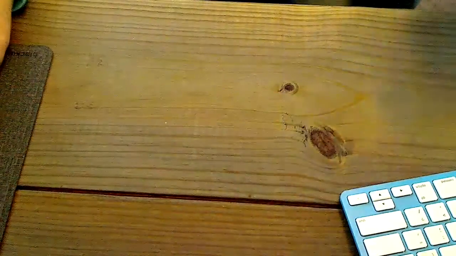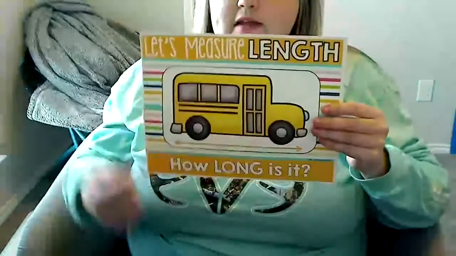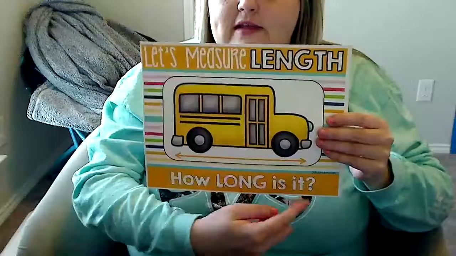That is called length. Length, let's review. Length is how long is it. So let me make sure you can see my face. There we go. That is length. Now we're going to talk about capacity. Can you say capacity?